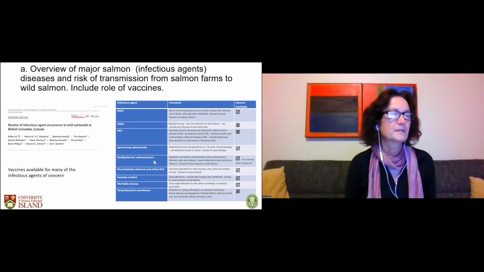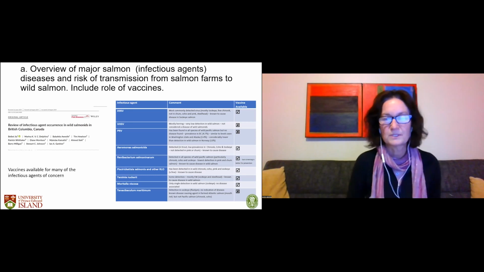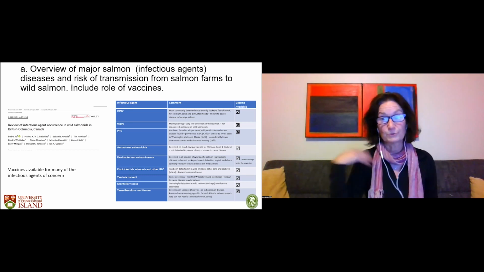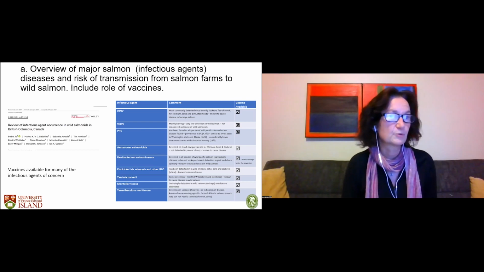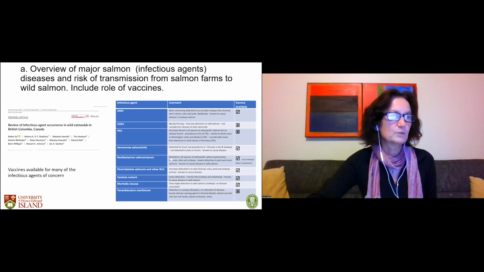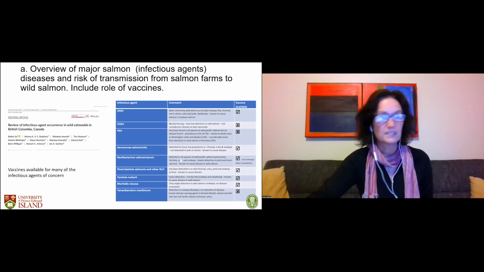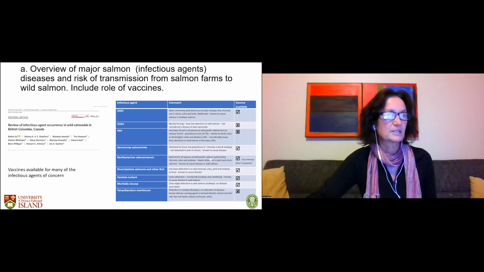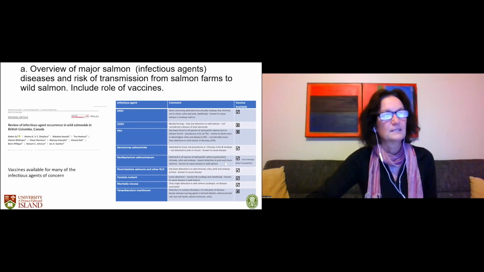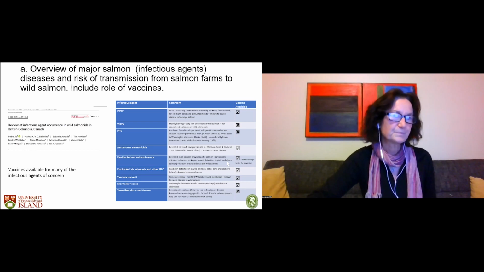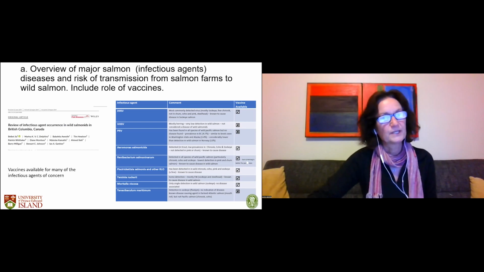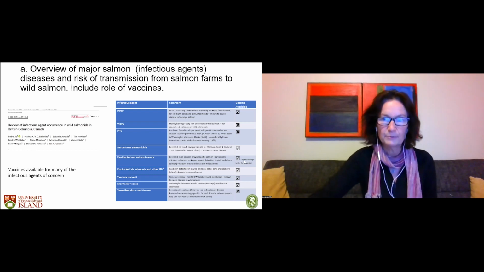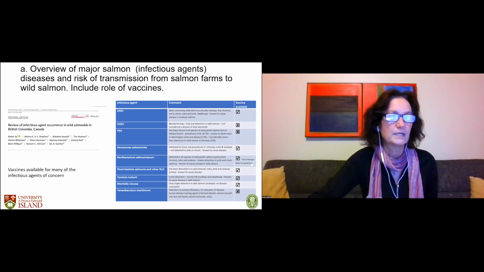Renibacterium salmoninarum, we did talk about that as being one of those diseases that are managed through broodstock testing. Renibacterium causes bacterial kidney disease. It has been detected in all species of wild Pacific salmon, including Chinook, coho, and sockeye, with pretty low detection in pinks and chum. There is a vaccine for it, although I think the screening processes that are in place are probably a better way of trying to prevent this disease.